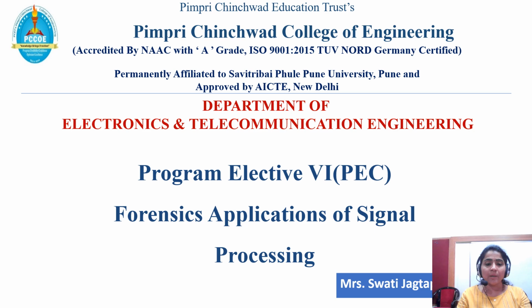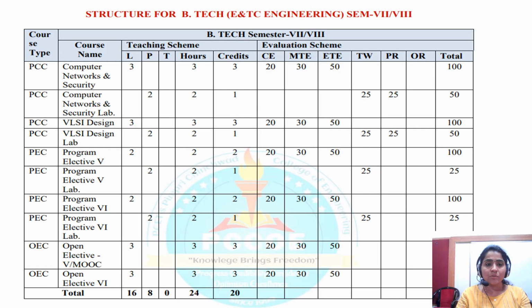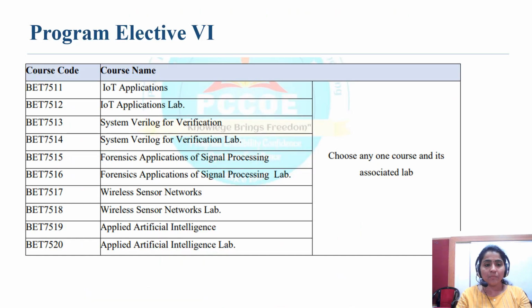I am Swati Jagtap. I'm going to give the awareness about forensic applications of signal processing as program elective 6. So this is the structure for BTech. In this structure we have two program electives, program elective 5 and program elective 6. Program elective 6 has 2 credits for theory and 1 credit for lab, with an examination pattern of 100 marks for theory and 25 marks as term work for the subject. One of the program elective 6 options is forensic application of signal processing.